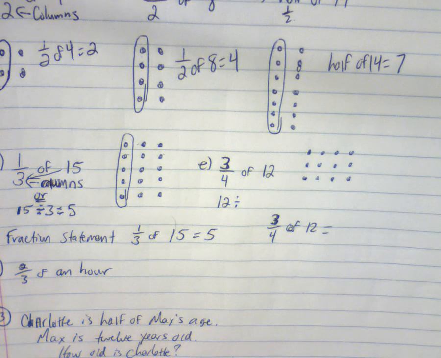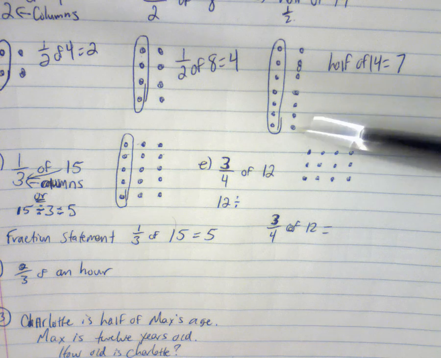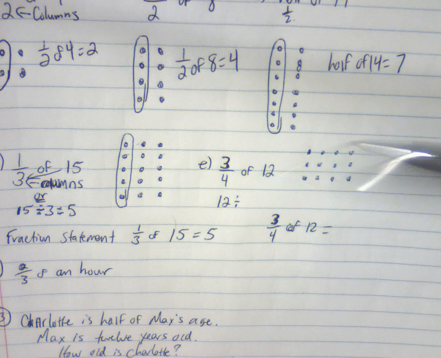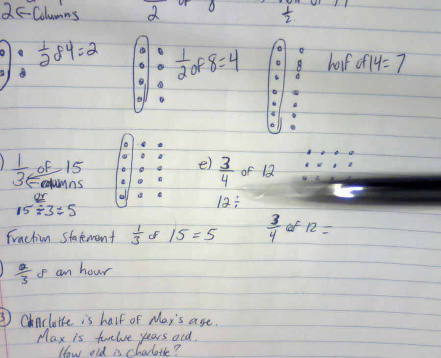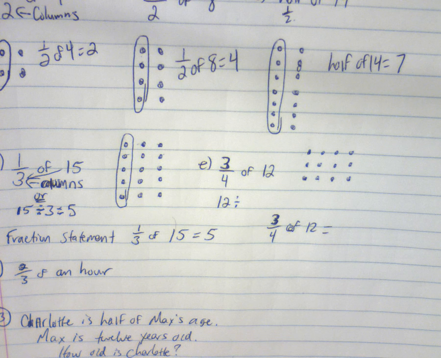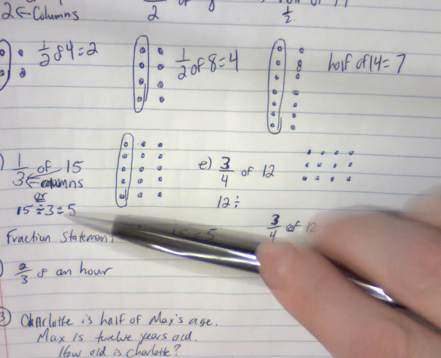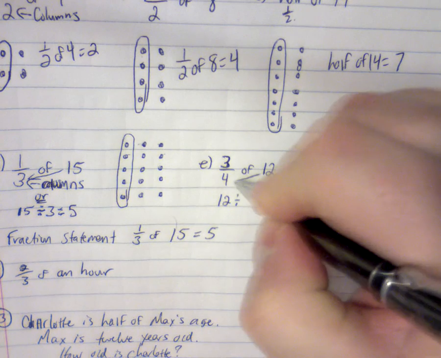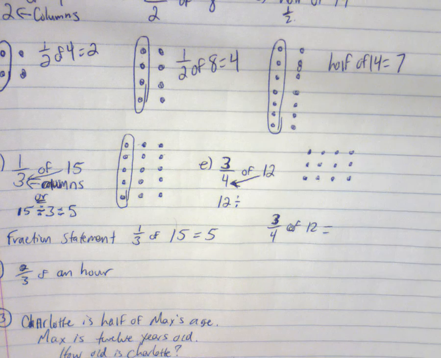So let's move on to E. If you take a look at it, now we're looking at not just 1/2 or 1/3, we're looking at 3/4. 3/4 of 12. So the bottom still tells us how many columns we need. I drew the 4. The 3 tells us how many we're going to circle. But I'm not going to circle any right yet, because I want to do the method that I showed you down here. Now if you remember from what I told you before, 12 is going to get divided by 4.